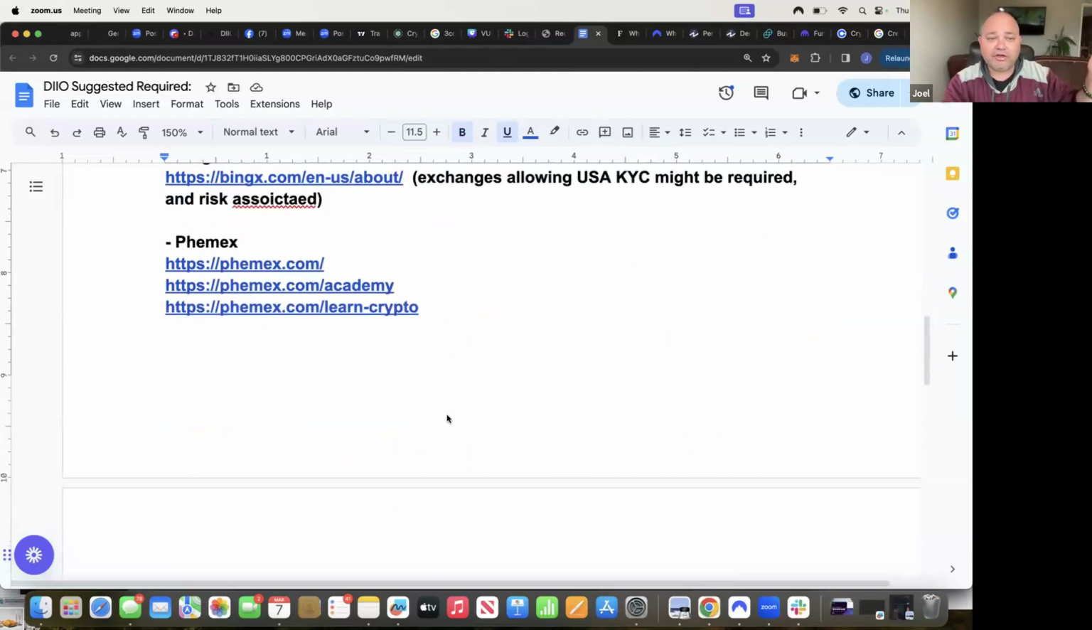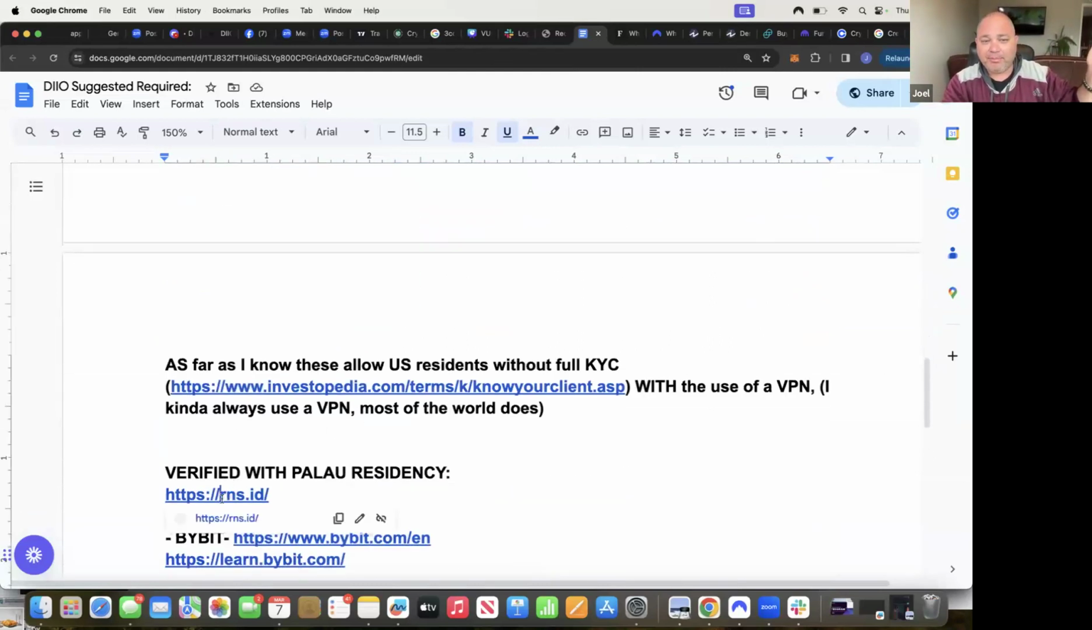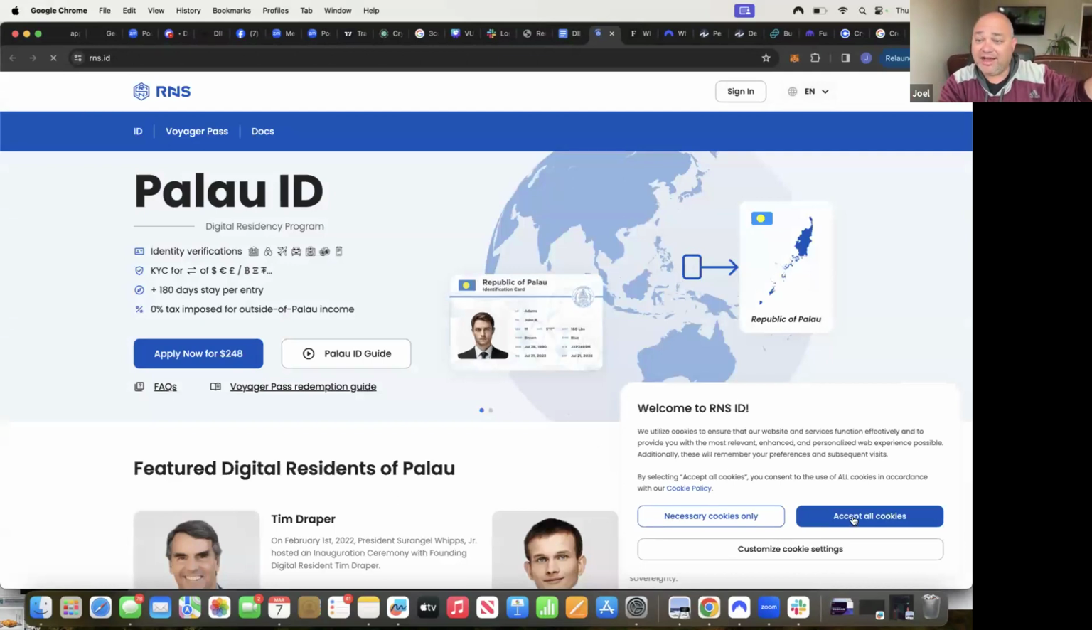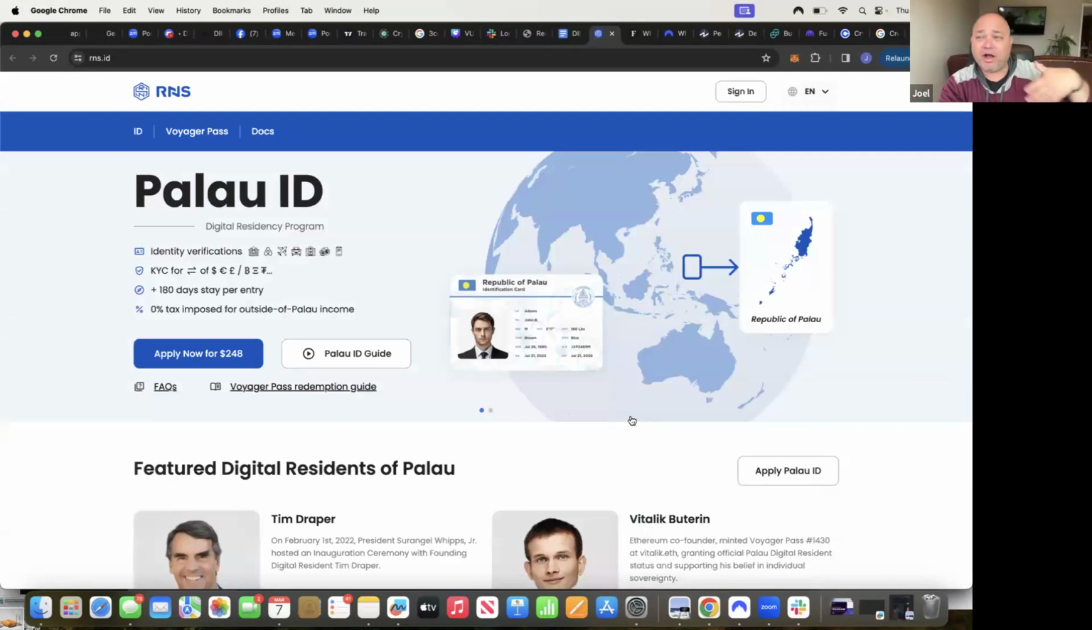Whether you want to go and get a Palau residency ID, and it costs money. Again, this one is another thing that costs money and it takes time. It's about a month-long process. So if you think you're jumping right in and you're going to get a Bybit account and you're funding your account, you need this Palau ID, unless maybe you live in another country and you don't need that. But if you're in the US, this is how we do it.